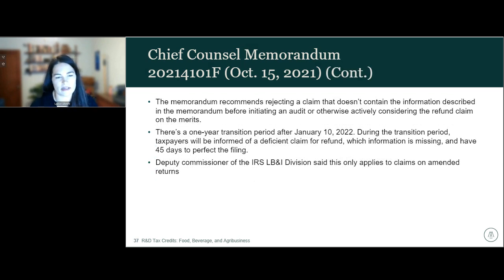So also related to this, if you do not submit this information with your amended claim, then for the first year, there's an opportunity to correct that deficiency. This is a one-year transition period starting January 10th, 2022, running through January 10th, 2023 of next year, in which you have 45 days to correct your deficient claim, which is essentially 45 days to provide that required information. If you do not provide that information, then it is grounds for them to deny your application for a refund.